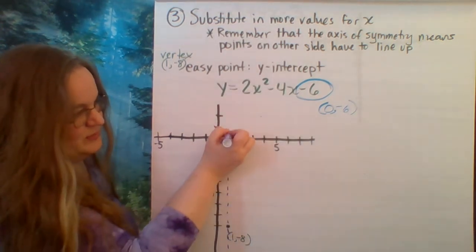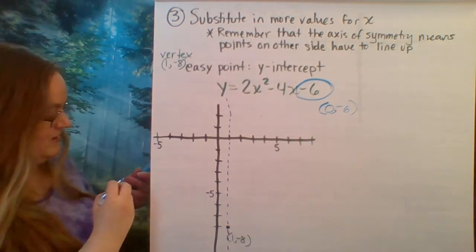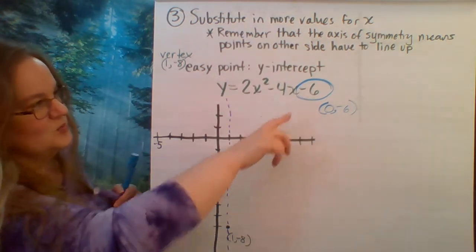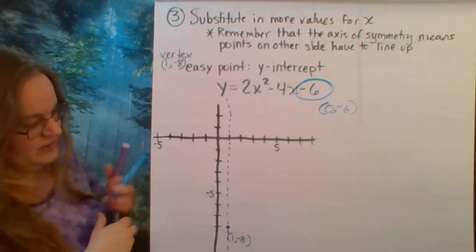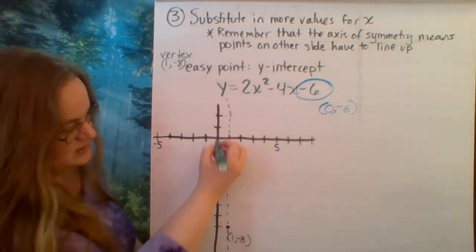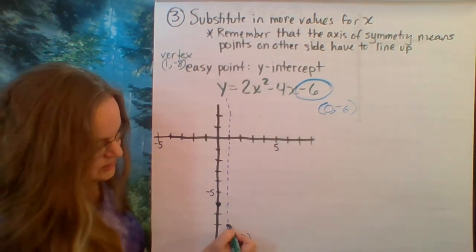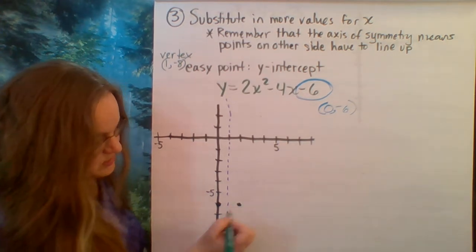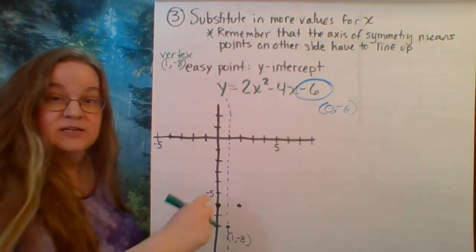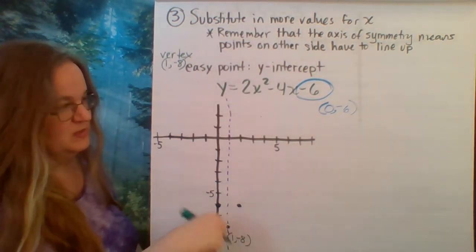So let's just draw my axis of symmetry so I have it there. I know that the y-intercept is (0, -6). So if I go to (0, -6), this is a point. It's 1 away here, so 1 away on the other side also has to be at -6. So remember, they're balanced. That helps me to find points.